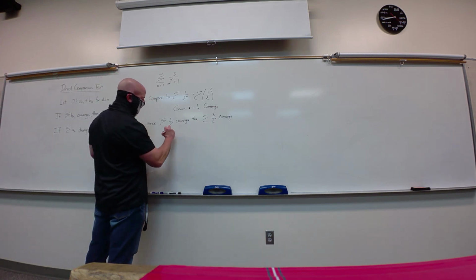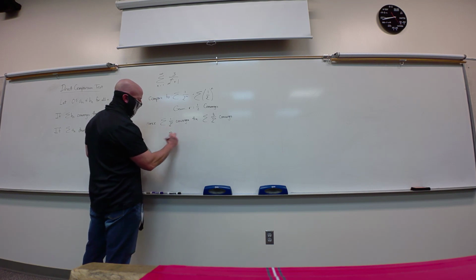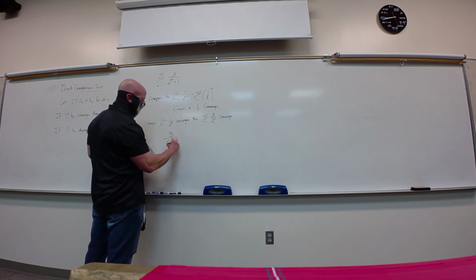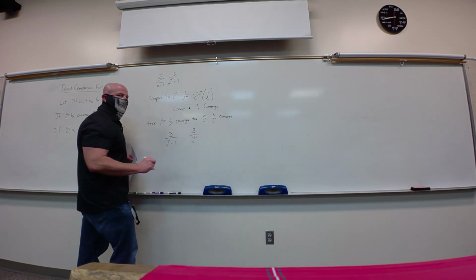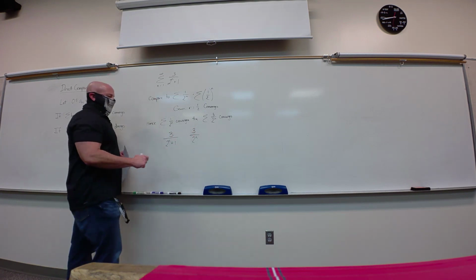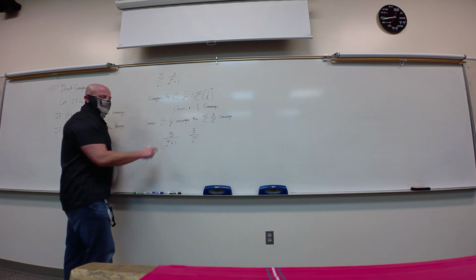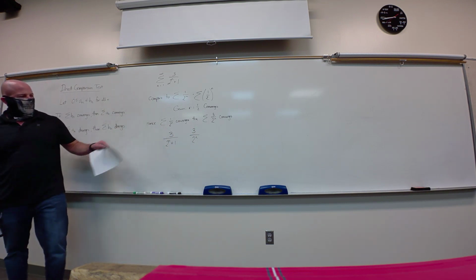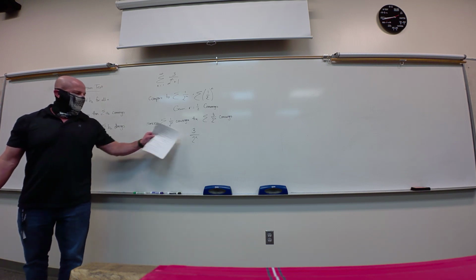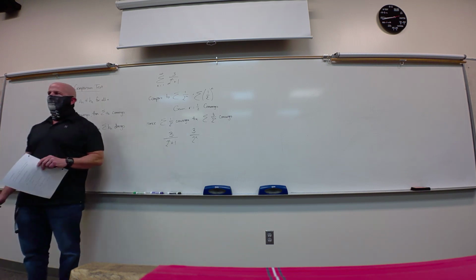So now let's take a look at 3 over 2 to the n plus 1 compared to 3 over 2 to the n. So this is the guy I'm concerned about. I've got both of them written up there. Which one is the bigger one of the two?